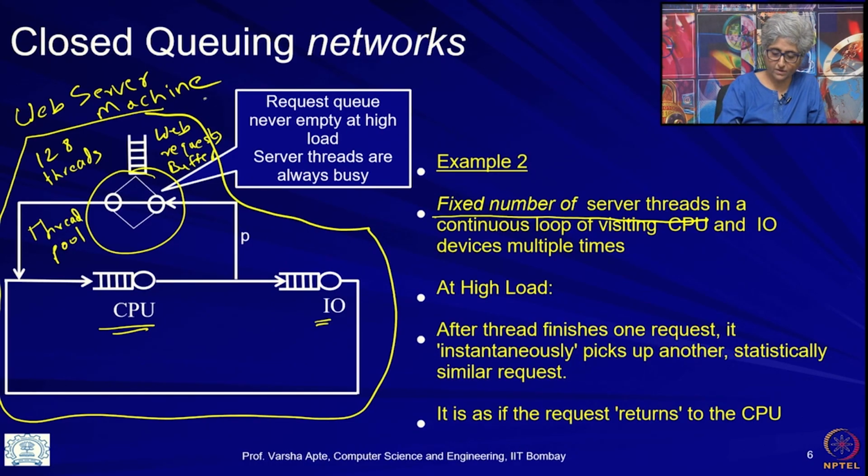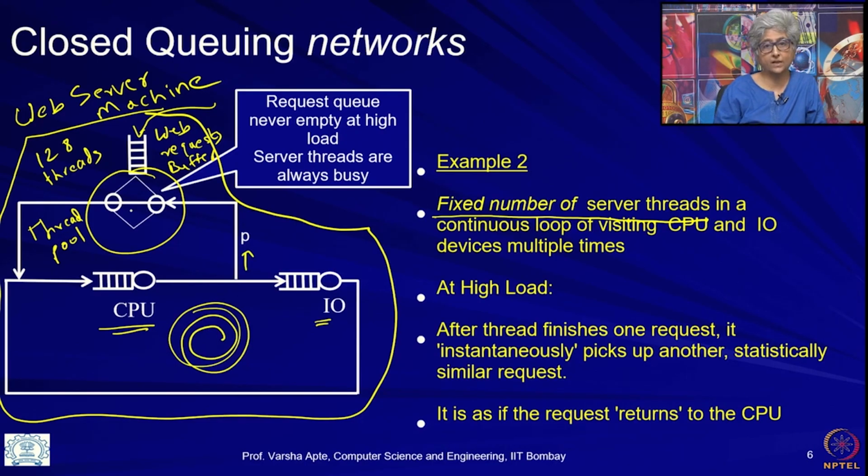So, whatever web requests come externally from the users are queuing here, and there is a thread pool, and the thread pool picks up the request here and then does a CPU IO cycle and then finishes with probability P, and then goes back to the thread pool to see whether there is any other request waiting to be picked up. Once it sees that there is a request in the queue, it will pick up, come back here, and then this cycle will continue. Okay. So, this is a typical server cycle, right.